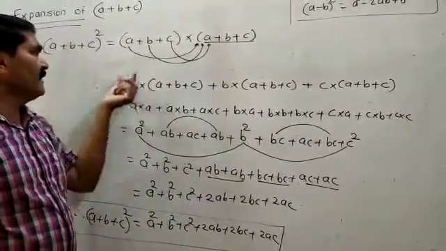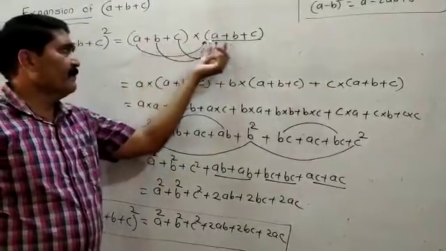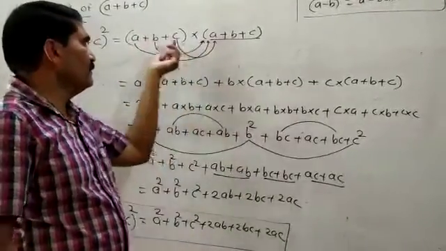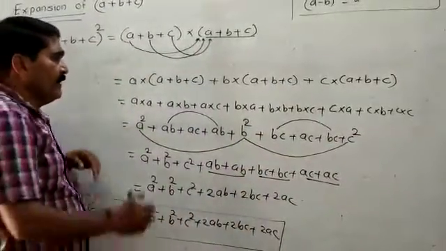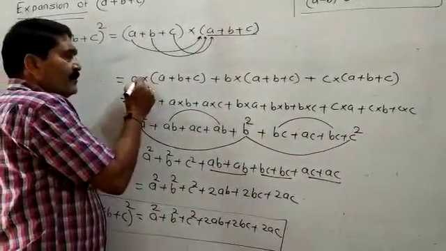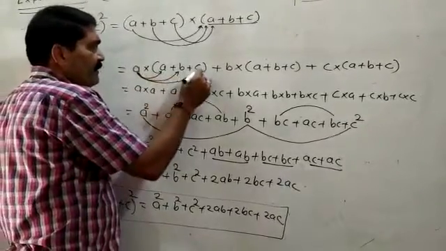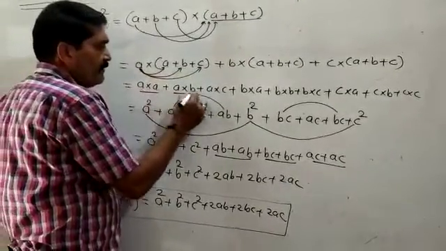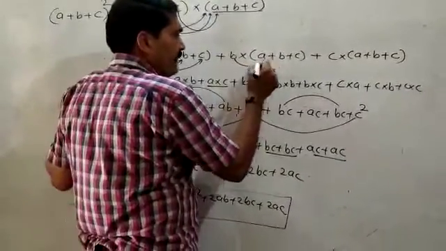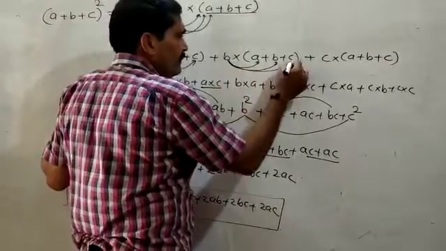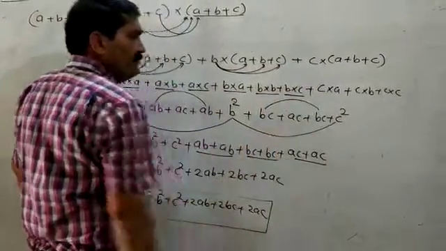So I will write this as a multiplied by (a plus b plus c) plus b multiplied by (a plus b plus c) plus c multiplied by (a plus b plus c). After that you have to utilize the distributive law again. Then a multiplied by a, a multiplied by b, a multiplied by c. In the same manner, b multiplied by a, b multiplied by b, b multiplied by c.